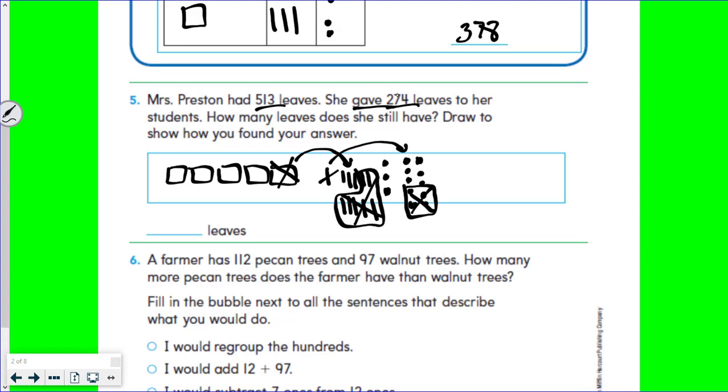And then I got to take away 2 hundreds. So 1, 2. So what do I have left? I have 2 hundreds. I have 3 tens. And I have 9 ones. So she has 239 leaves left.